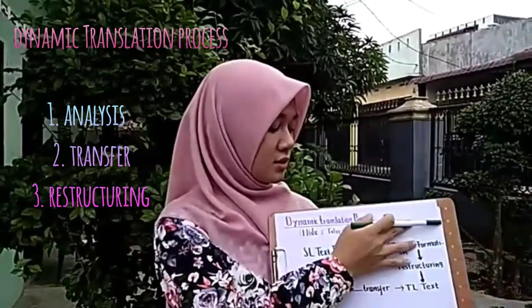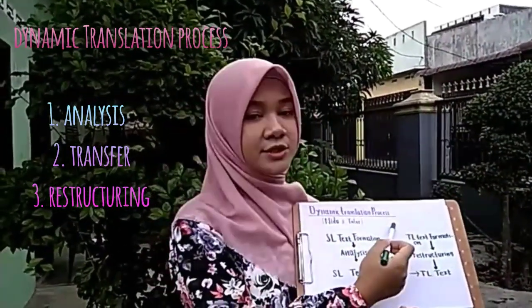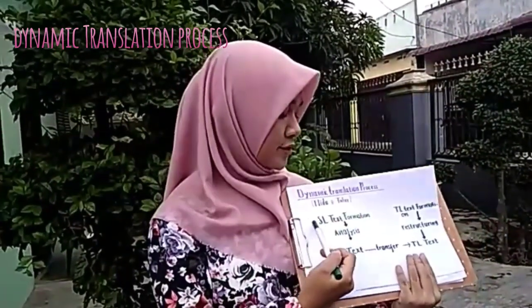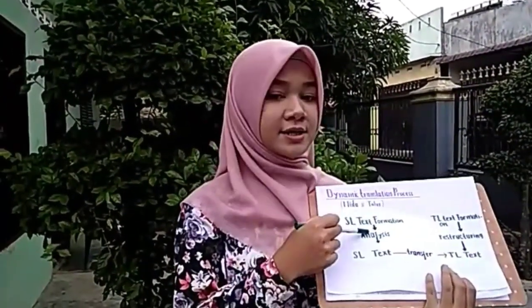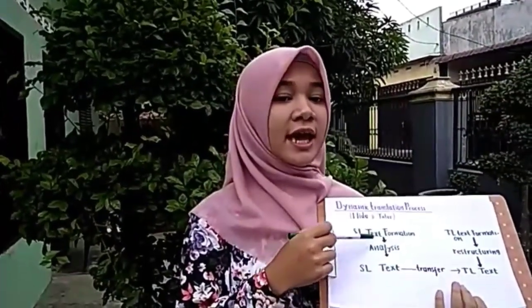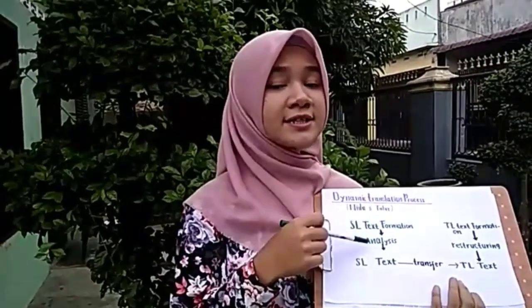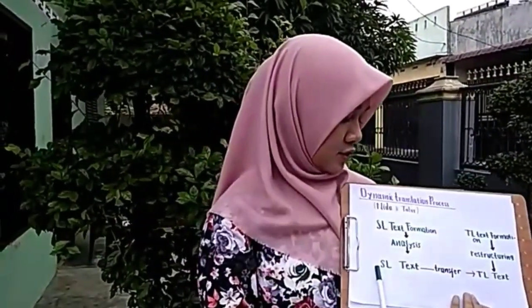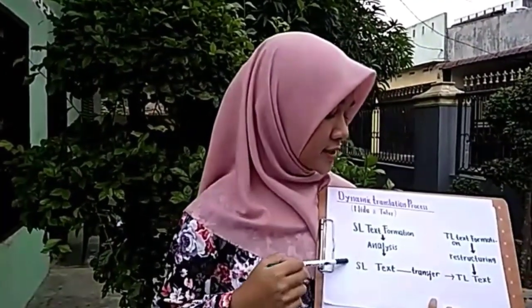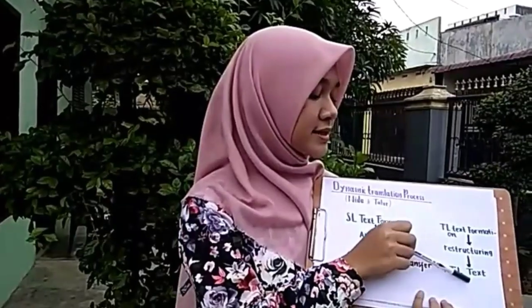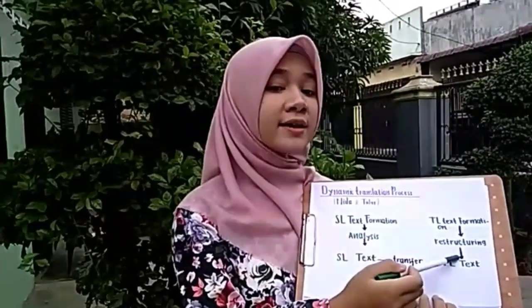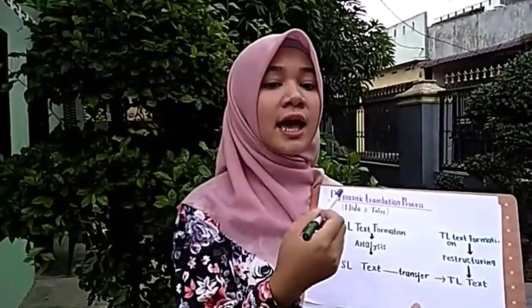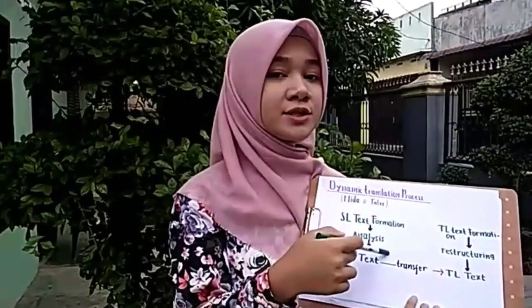Okay, look at the diagram of the dynamic translation process. Source language text formation. And the next is analysis. In analysis, the grammar and the meaning of words and sets of words are analyzed to get the full sense of them. And the next is source language text, and then the source language text is transferred to the target language text. And the next is restructuring. In restructuring, the meaning in the target language is rewritten in accordance with the rules and regulations within the target language.